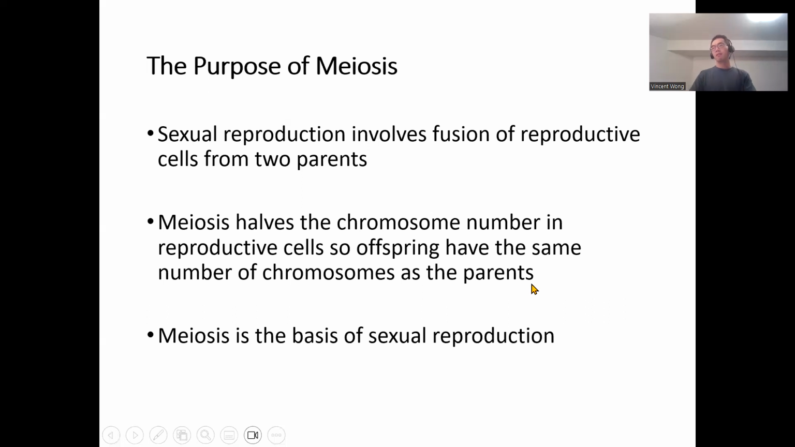The purpose of meiosis is for sexual reproduction, in which there is a fusion between reproductive cells from two parents. So in humans, in animals, we have the fusion of the sperm and the egg, right? In plants, we have the fusion of pollen and the egg. So these are called reproductive cells, or we can call them gametes. Gametes are reproductive cells.